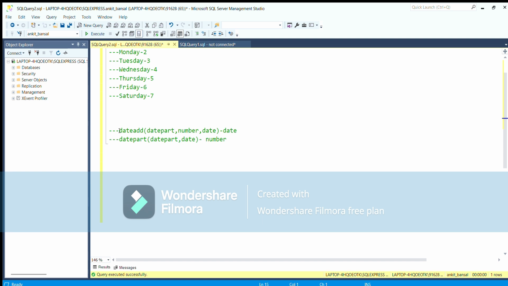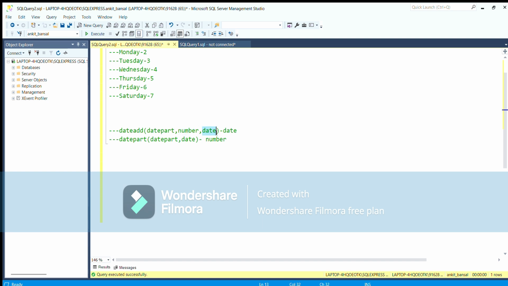And the next thing is the DATEADD function. The DATEADD function will give you the date, not the number. Okay, so if you want to go in the future or in the past, this DATEADD function will help you. How? You need to mention in the number section that if you want to go in the future, you need to mention a positive number, and if you want to go in the past, you need to mention a negative number.